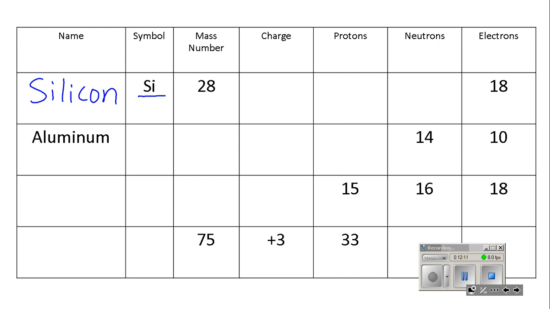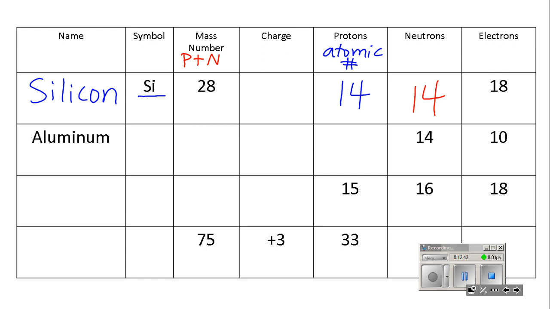Once we know the name of the element, we can find our atomic number. The atomic number of silicon is 14. So again, remember that atomic number is always the number of protons that we're going to have. Now we know our mass number and we know our protons, so we can figure out the number of neutrons that we have. So we think 28 minus 14, well, what does that give us? That gives us 14. So we have to have 14 neutrons and 14 protons to give us a mass number of 28, because remember, protons plus neutrons is your mass number.